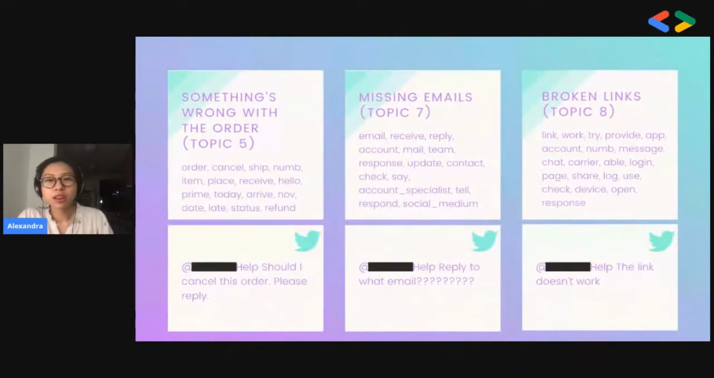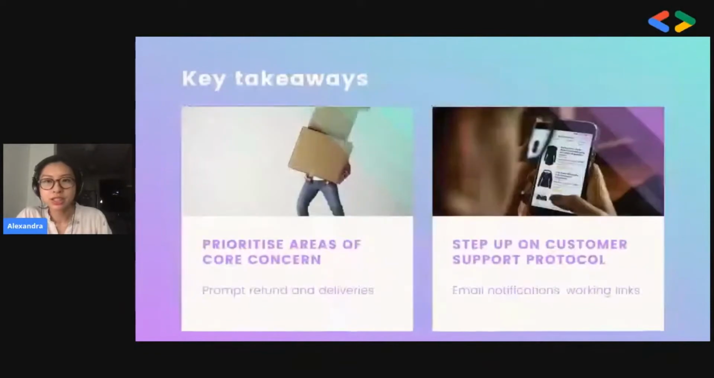So just a few more on other topics. One of them is mainly about orders, about 10% of the tweets, and it ranges from demands to know why an order got canceled, or just requests for help to cancel the orders. And we can see that there's some overlaps with the earlier topic. Topic number 7 is about not receiving an email notification or reply. And topic number 8 is more about the link not working. So those are some of the more interesting topics that emerged.